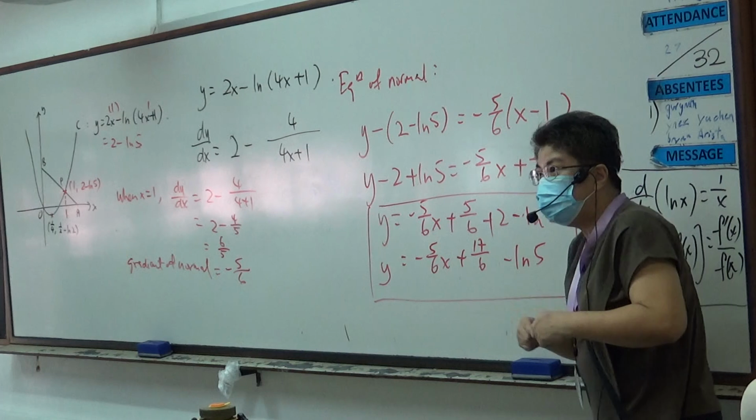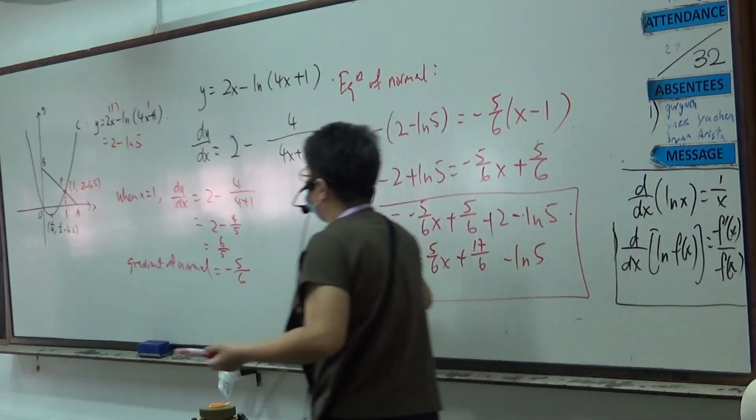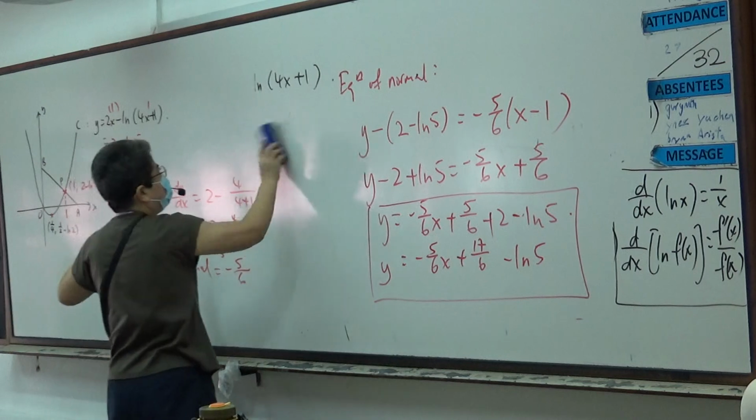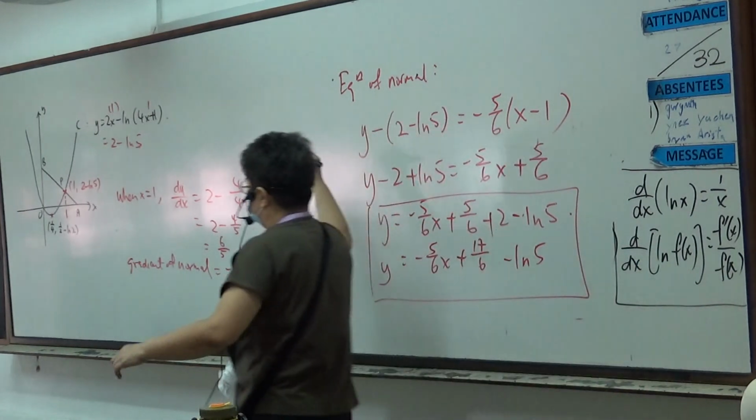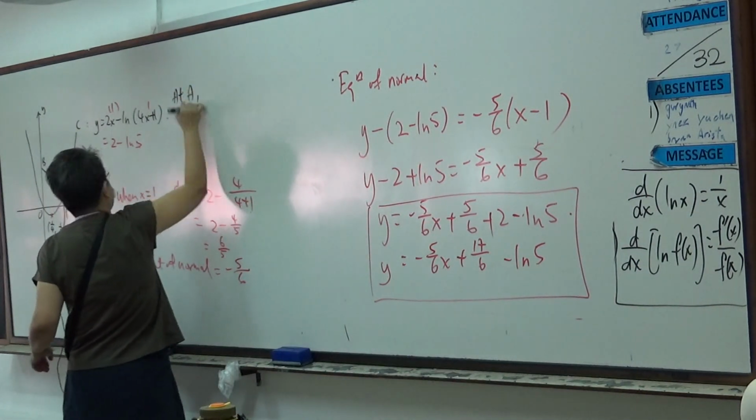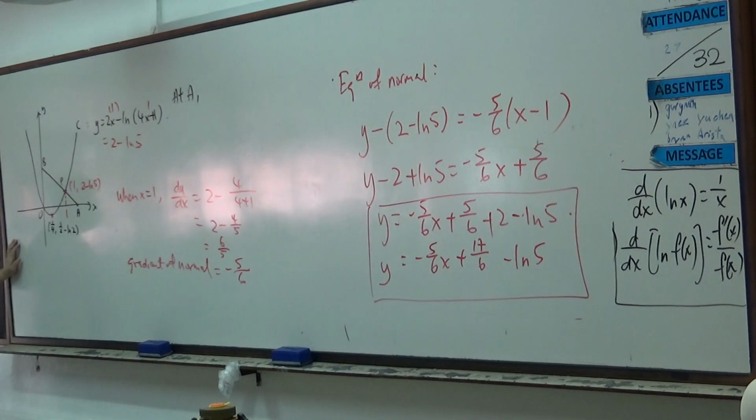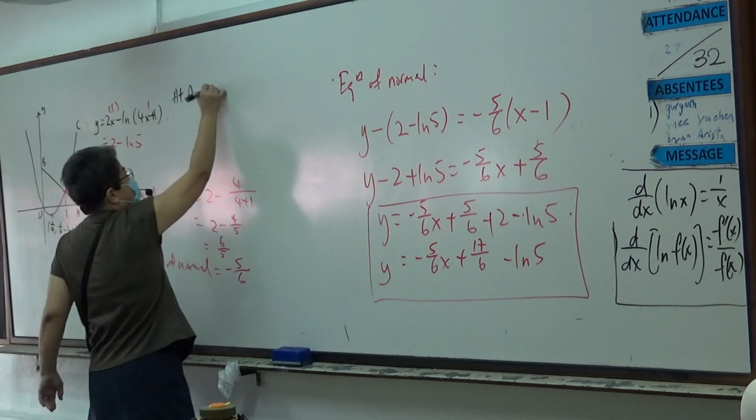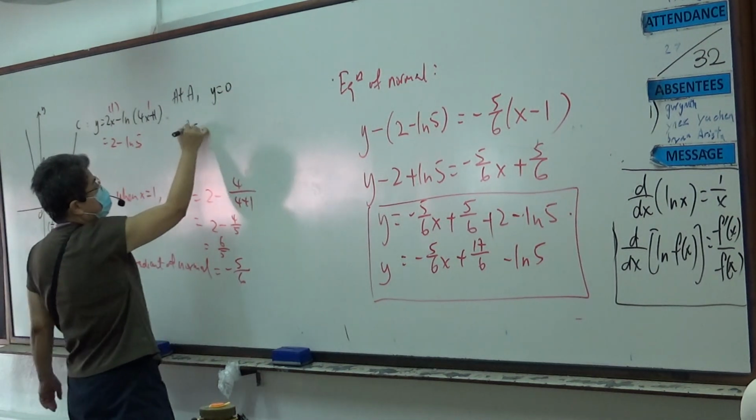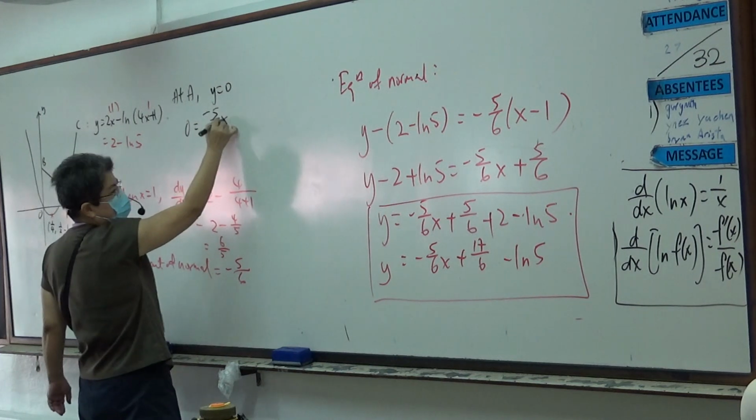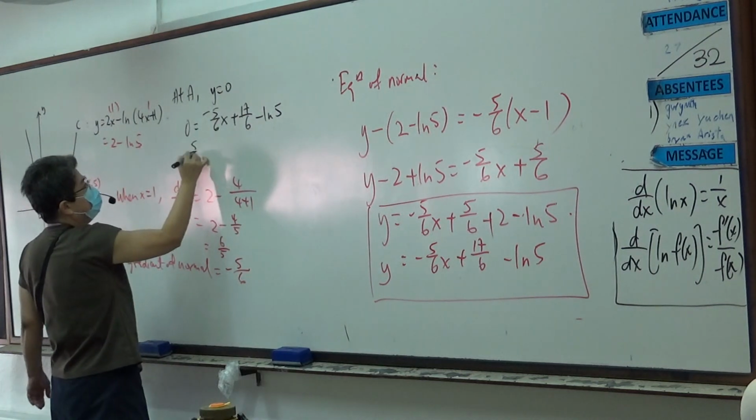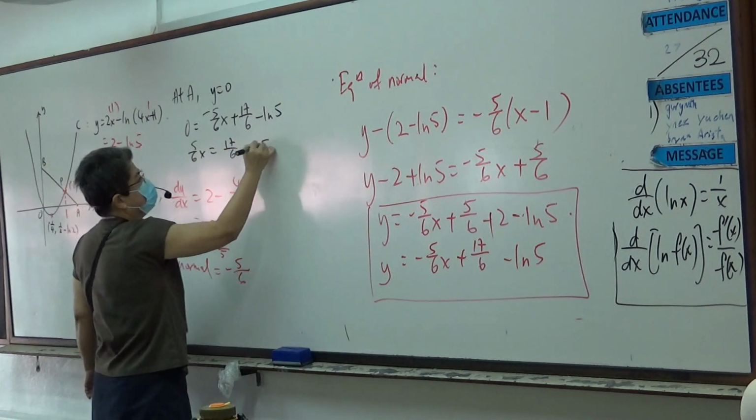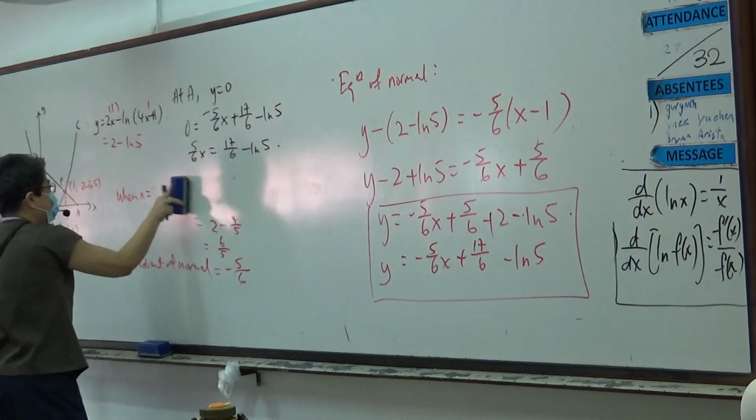Okay? Am I done with part 2? Okay, all of you look up now. At A, y is 0. Agree? Y is 0. So therefore, 0 equals negative 5 over 6 x plus 17 over 6 minus ln 5. So 5 over 6 x is 17 over 6 minus ln 5, right? Okay, so what is my x?